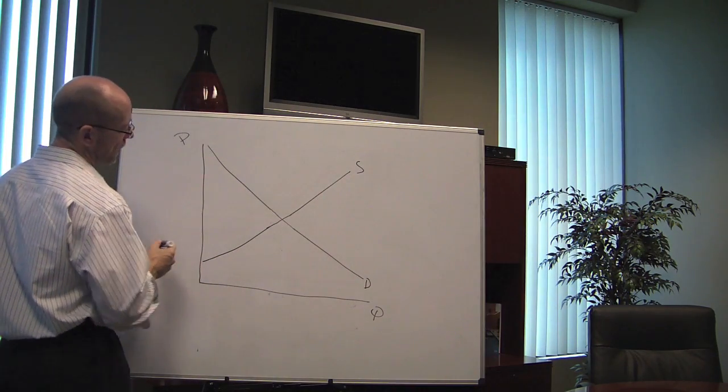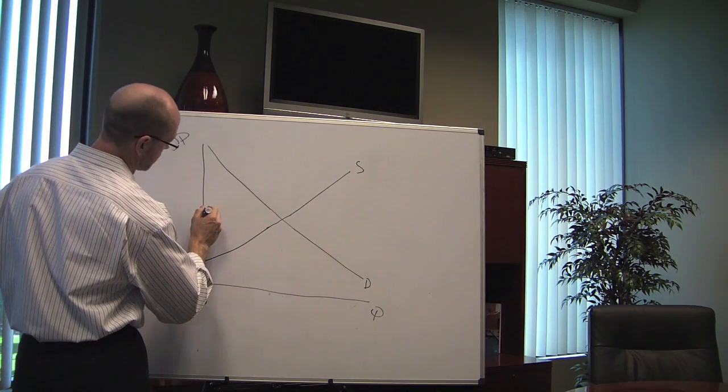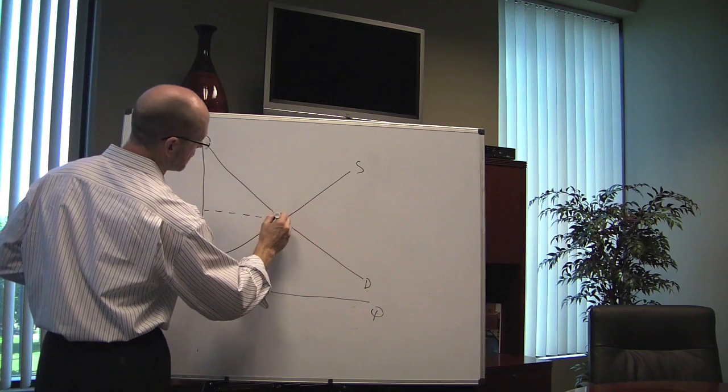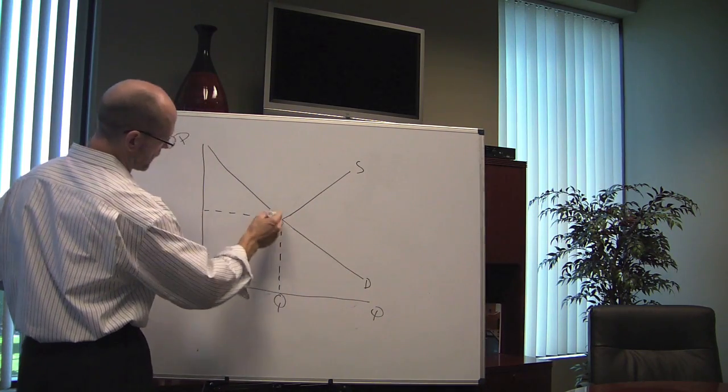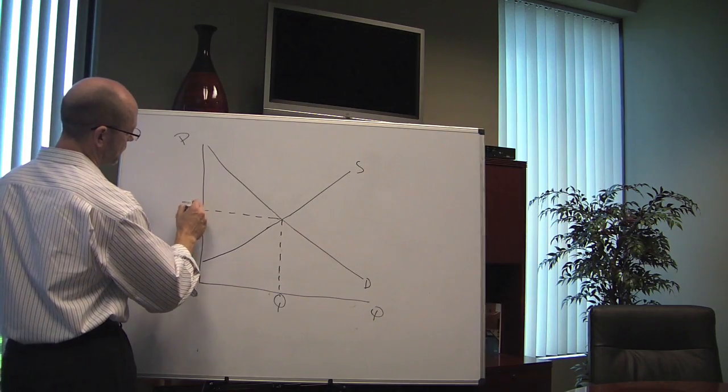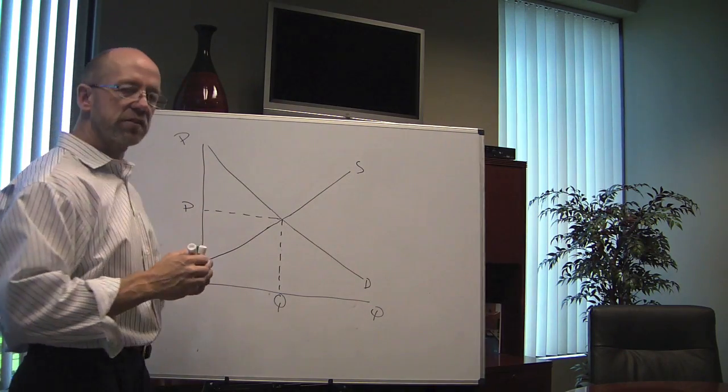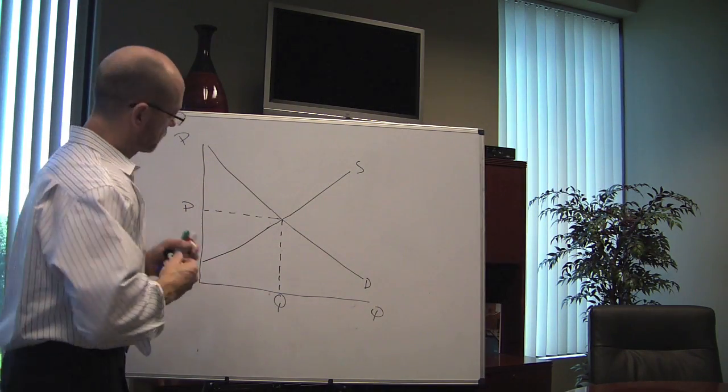Now, where the two lines intersect is what we call equilibrium. That's the efficient price. That's the efficient quantity. That's where basically everything produced gets consumed. Let's talk about consumer surplus first.